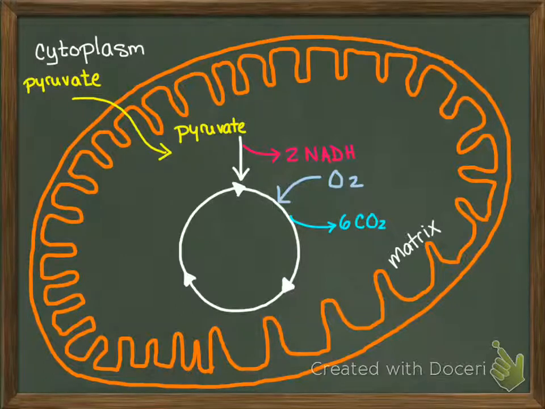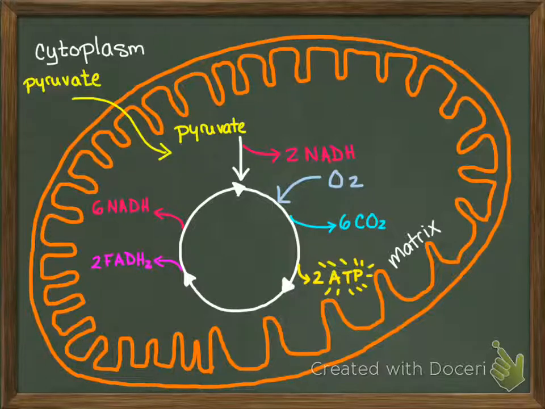If you do not have any oxygen present, then the pyruvate will be broken down in the cytoplasm through fermentation. But we're assuming that we have oxygen. So the pyruvate will get broken down and it will produce 6 carbon dioxide. And along the way it will make 2 ATP. That's helpful. We like ATP. Then it's going to make 2 FADH2 and 6 NADH, 6 more NADH.